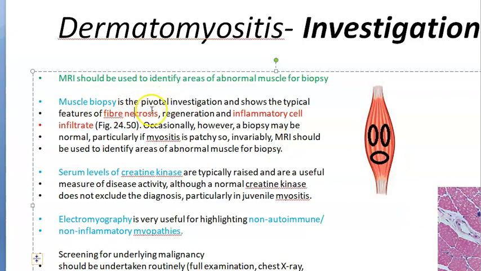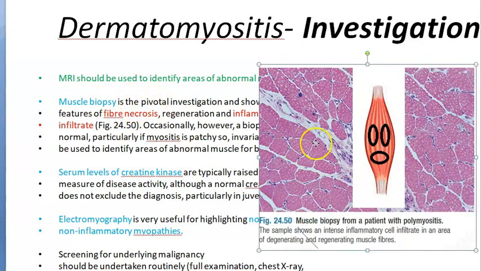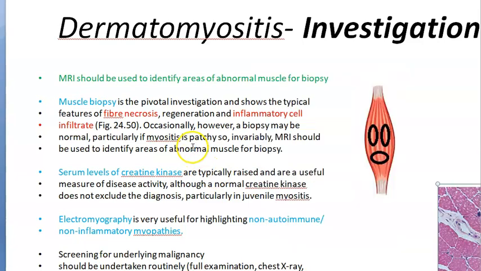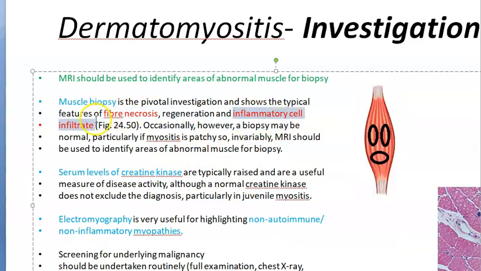And how will the muscle biopsy look? Look at this. See, this is the biopsy. So here they are showing you that there is necrosis, inflammation, and a lot of infiltrates are there here, of what? Inflammatory cell infiltrate.